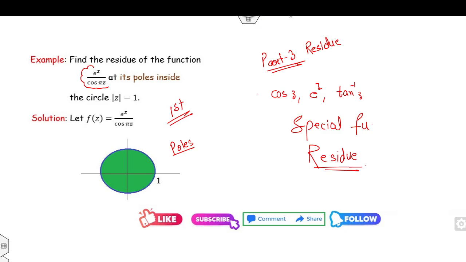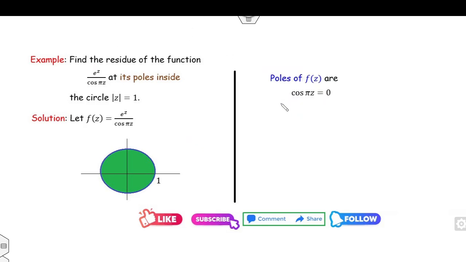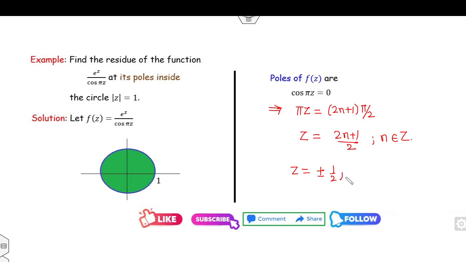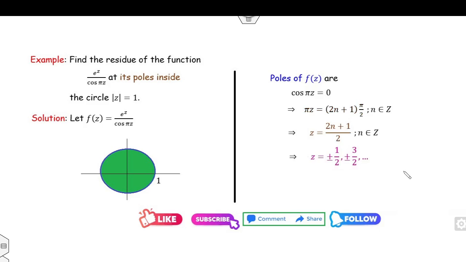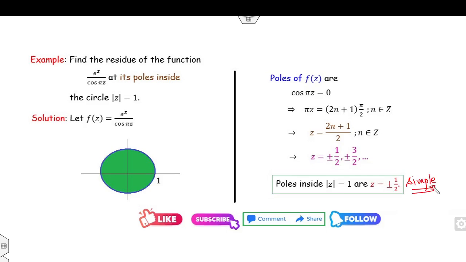Anyhow, can you find the poles of the function? The pole will be where sin(pi z) is 0. This implies pi z will be (2n plus 1) pi over 2, so the value of z will be (2n plus 1) over 2, where n belongs to the integers. So when you substitute, the answers are plus minus 1 over 2, plus minus 3 over 2 and so on. Out of these values, which ones lie on the unit circle? Only plus half and minus half lie inside the circle, and clearly these are simple poles.